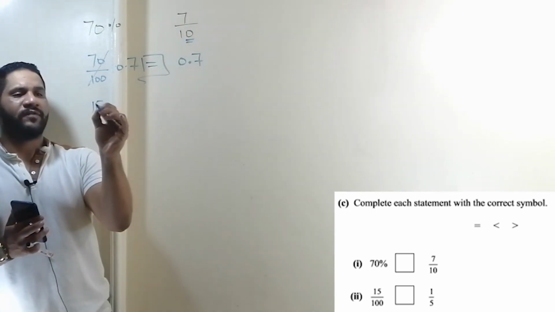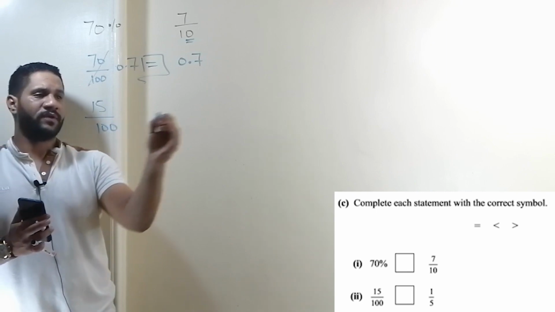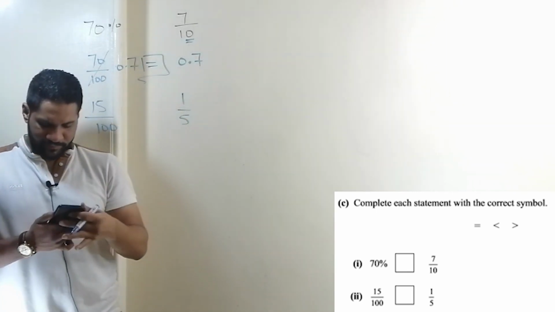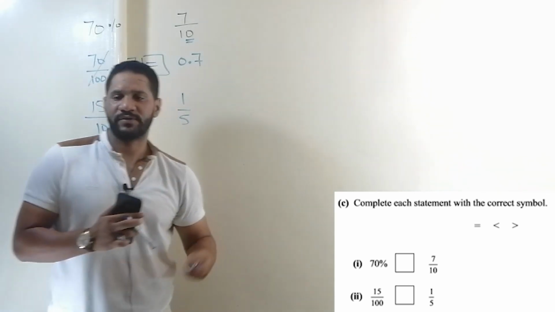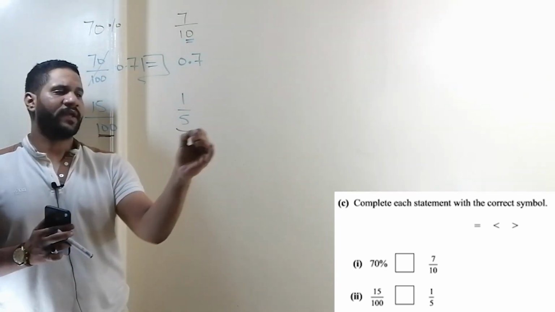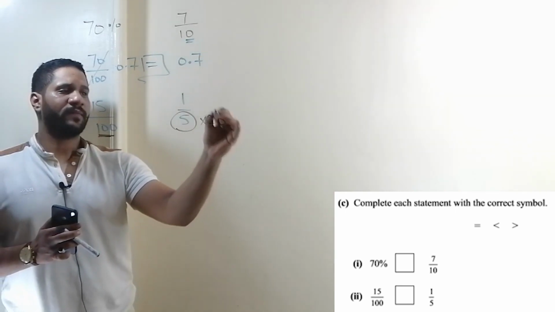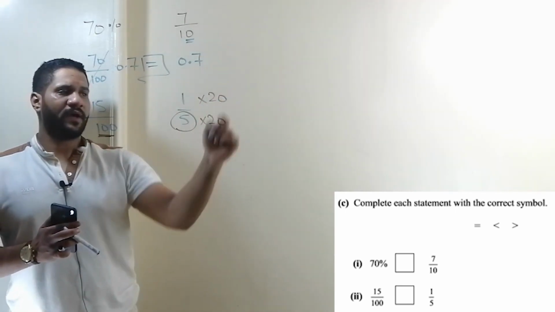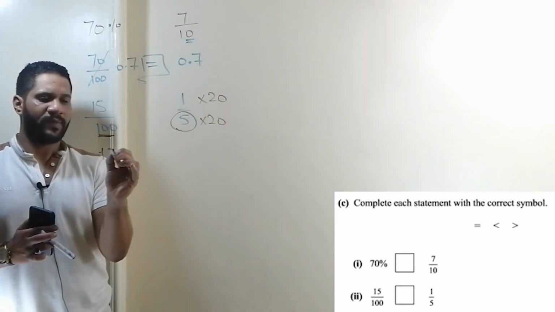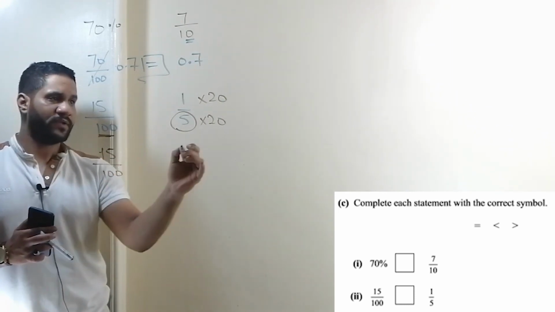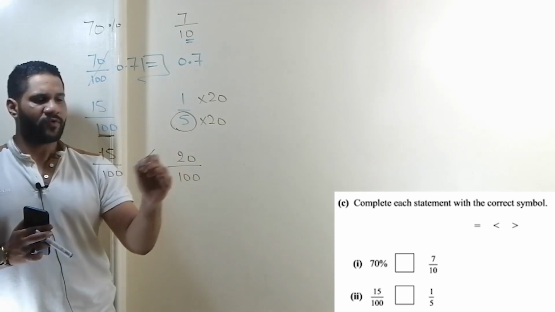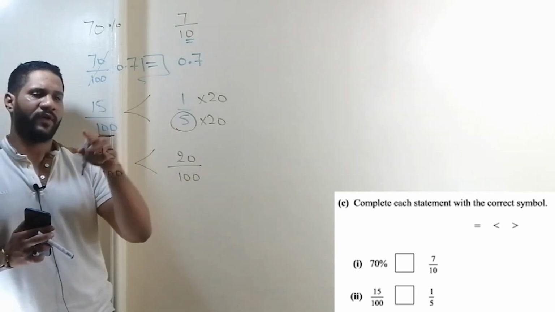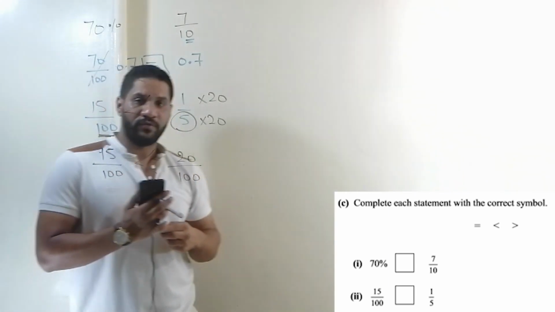The second one, I have 15 over 100 and 1 over 5. Of course, to compare two fractions, I must have the same denominators. I have here 100. I can make this 5 into 100 by multiplying by 20. So what happens down happens up. So I can compare between 15 over 100 and 20 over 100. Which is greater? Of course, 20 over 100. So 1 over 5 is greater than 15 over 100.